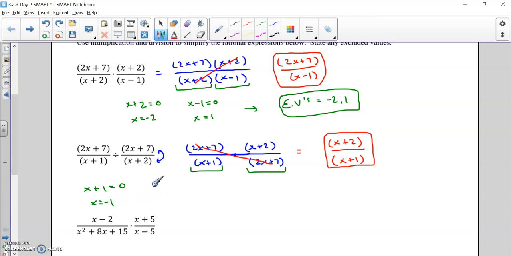And when we do 2x plus 7, we'll set 2x plus 7 equal to 0 as well. For this one, it's a little bit more work. Subtract 7 from both sides, get 2x equals negative 7, and then divide both sides by 2.